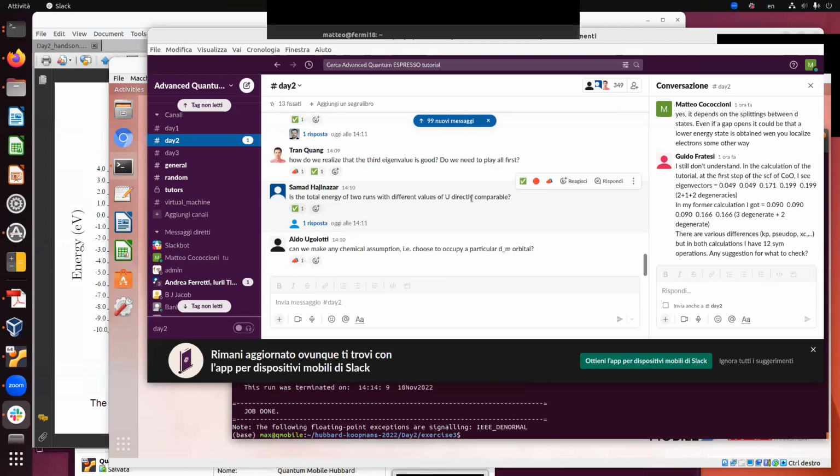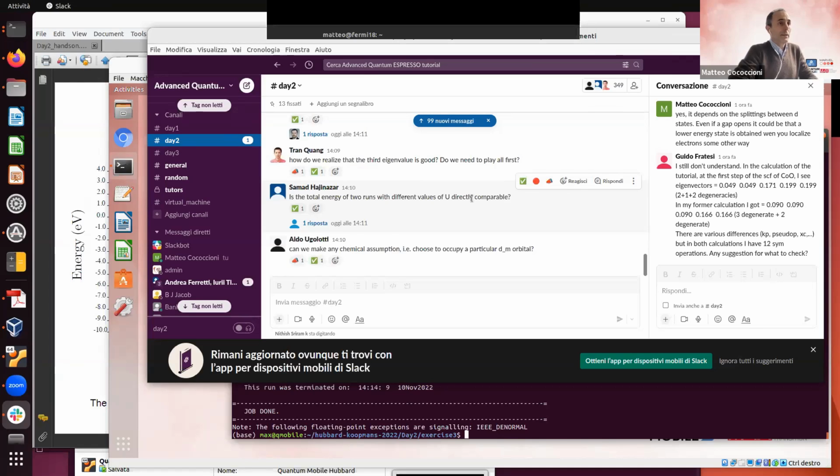Thank you. There is another related question. Can we make any chemical assumption, that is to say, choose to occupy a particular d orbital? Yes. We will see something more about this later, I think. I think this pertains to the problem of breaking symmetry in some way, which I won't do this time.